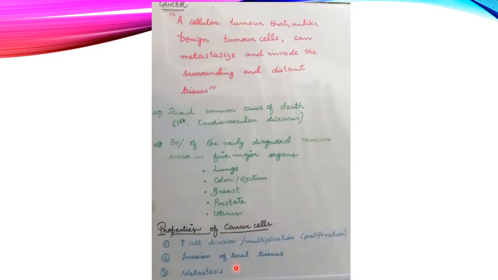There are 3 main properties of cancer cells. Number first, they have high cellular division rates, means that they can undergo very fast multiplication. They have increased or high mitotic rates. They can undergo immense proliferation. Then the second capability of cancer cell is to invade or spread to local tissues. And then in its advanced stages, it may metastasize. It can spread to even distant organs or tissues of the body as well.